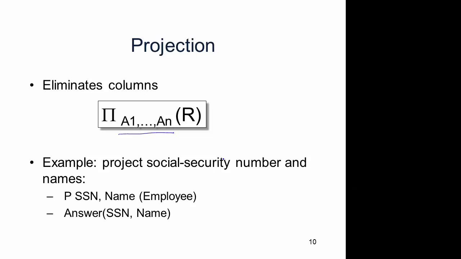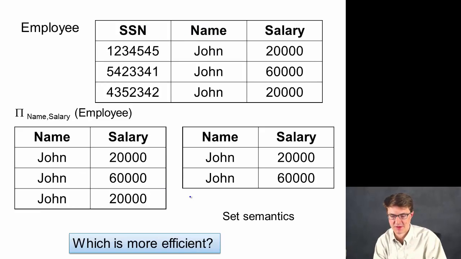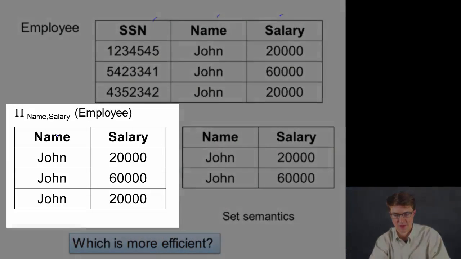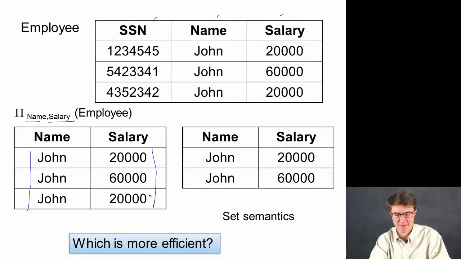Okay, and we'll see an example of this. As an example, here is project social security number and names. We only want two columns out of all the original columns that might appear in the employee table. And here's an example of set semantics versus bag semantics. Here's the original table with 3 columns, and we project onto name and salary, and so that means we get rid of SSN. Now we have 3 instances of a guy named John with 3 salaries, and the bag semantics would be okay with that. The set semantics would remove one instance of this duplicate.